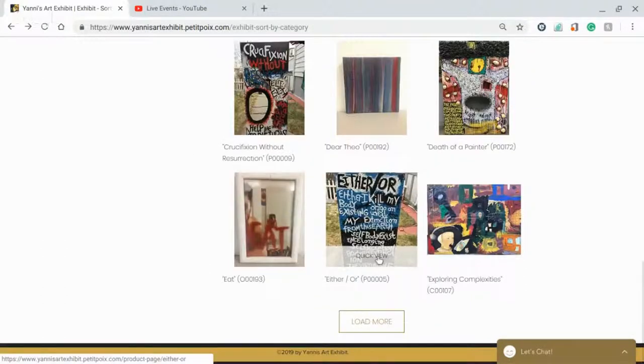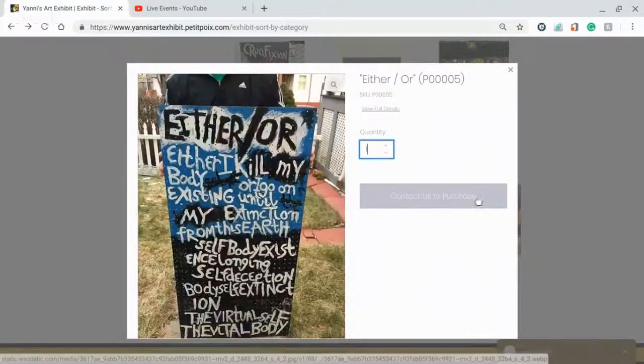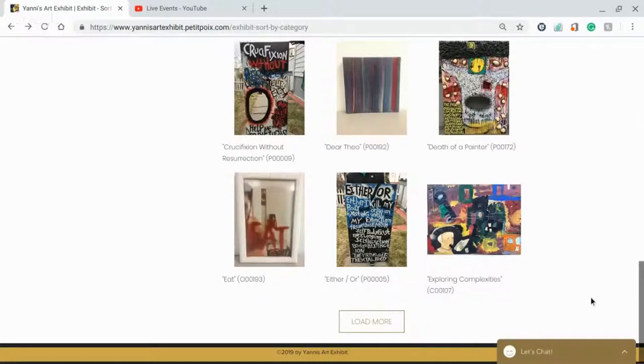Okay, here's one that's pretty morbid sounding, but it's saying: either I kill my body or I go on existing until my extinction. He knew the body would die. He wasn't denying that, but he didn't believe that his consciousness would die. He felt he could beat that extinction from this earth. You have to make your own sense out of it, because a lot of these self-projective identification pieces talk about death.